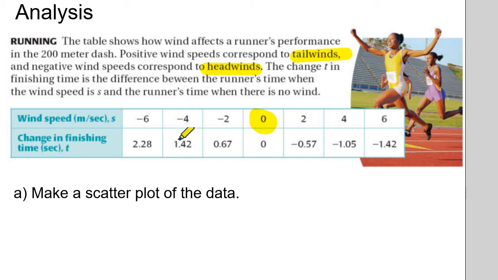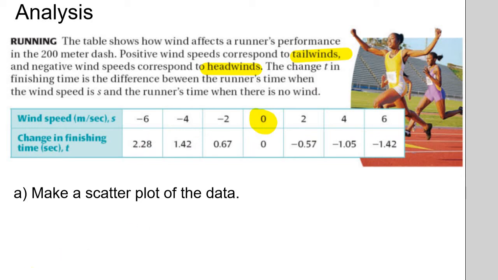And this is the possible change in time on average due to the hindering or helping winds. We're going to plot this, and we have to decide which one is the X value and which one is the Y value. Because one causes the other, what causes the other? Wind speed causes the change in the finishing time. So the top values right here are going to be your X values, and the corresponding changes in time will be your Y values. So we're going to plot this using Desmos.